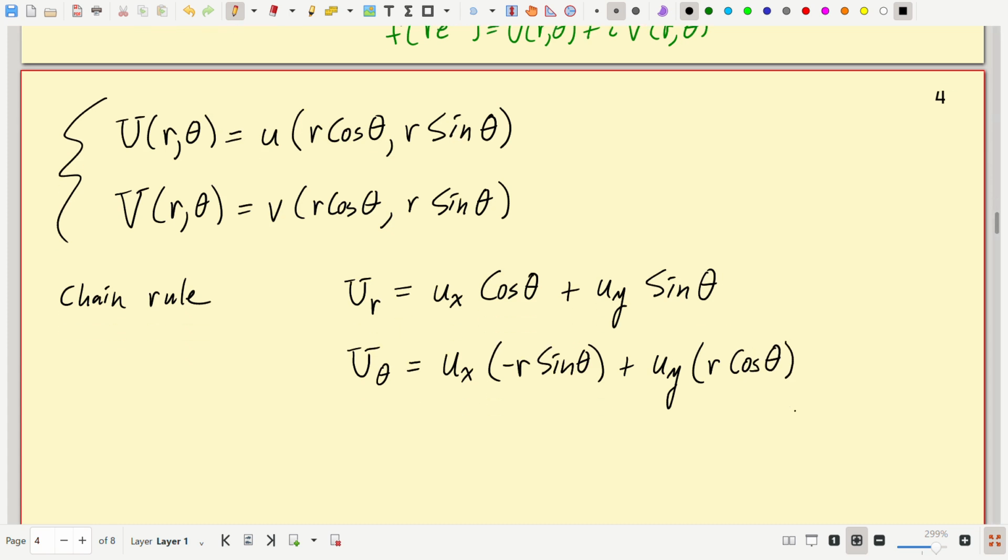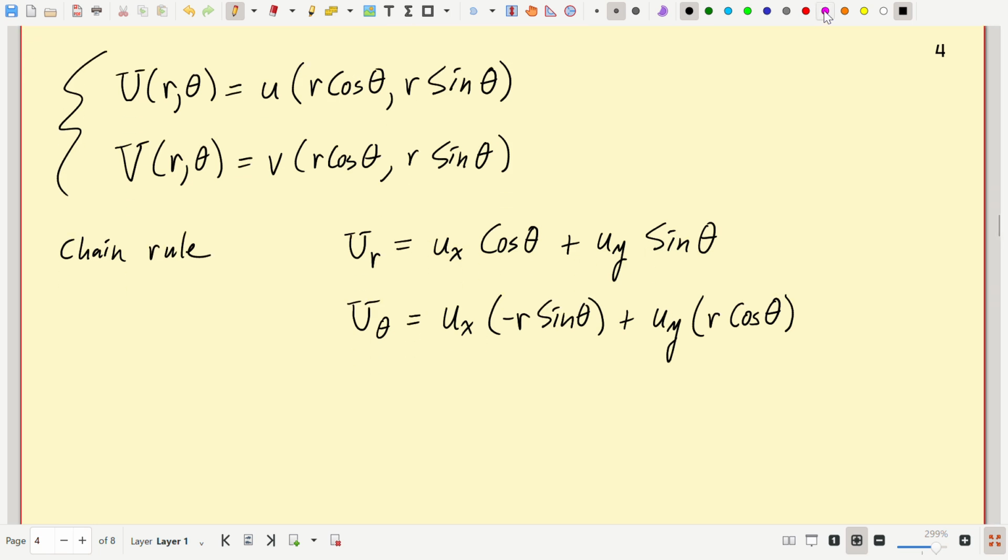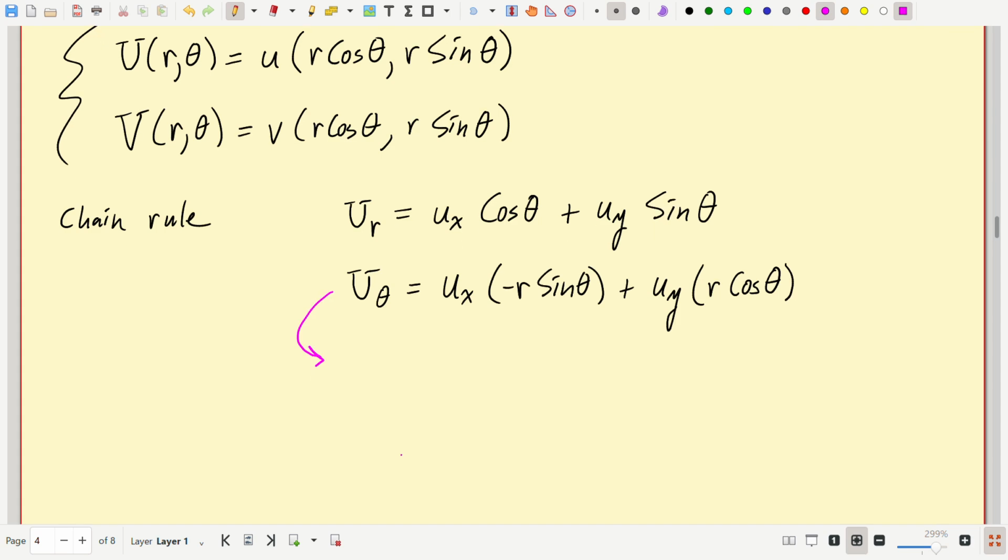Okay, I want to simplify this, and so I want a 1 over r here instead. Then it would look like there's a nice, if I divide by r here, I'd get 1/r du/d theta equals something very similar to that first line, namely du/dx times minus sine theta, plus du/dy times cosine theta.